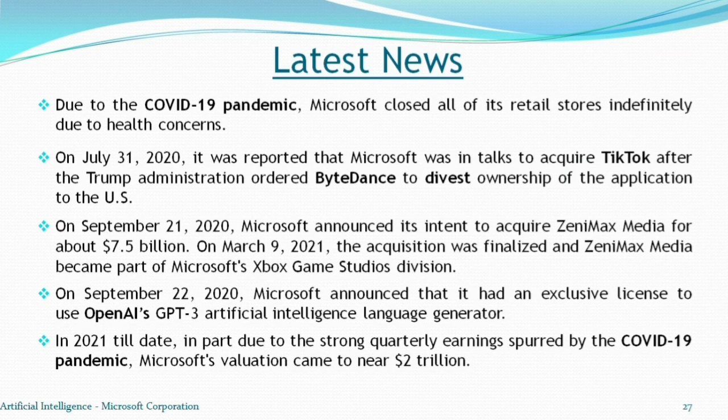In September 2020, Microsoft announced it has an exclusive license to use OpenAI's GPT-3 artificial intelligence language generator. It was a huge gain for Microsoft in the field of artificial intelligence. Till date in 2021, Microsoft's valuation has come to around $2 trillion.